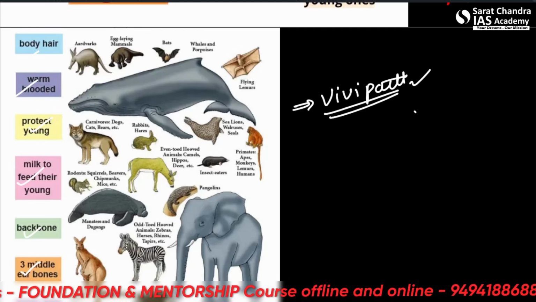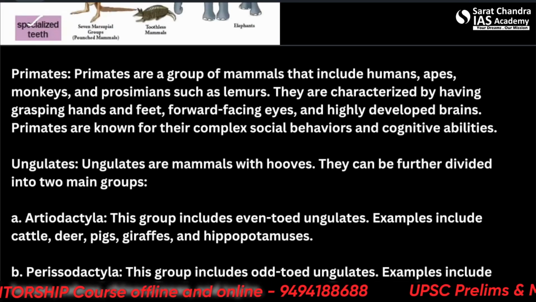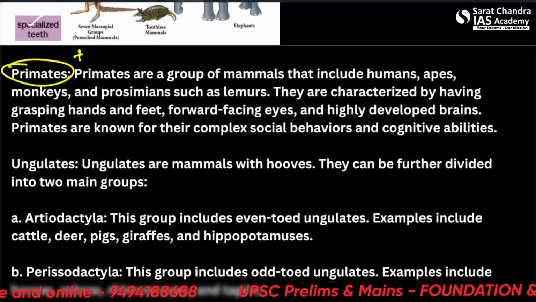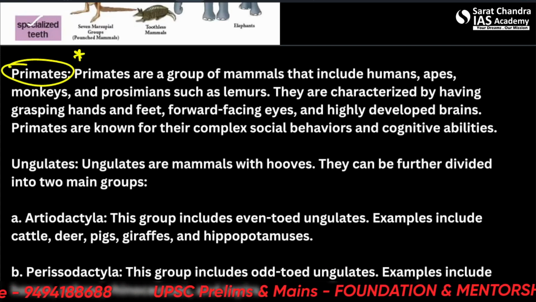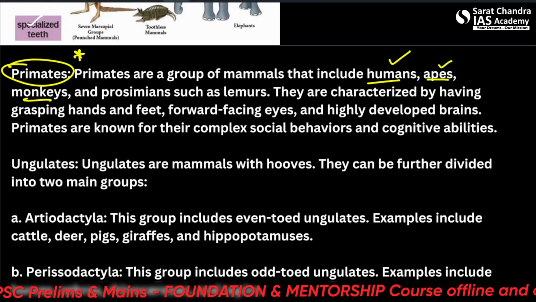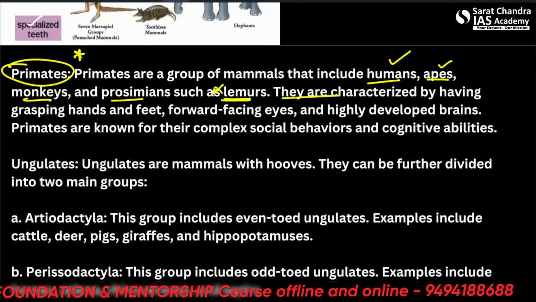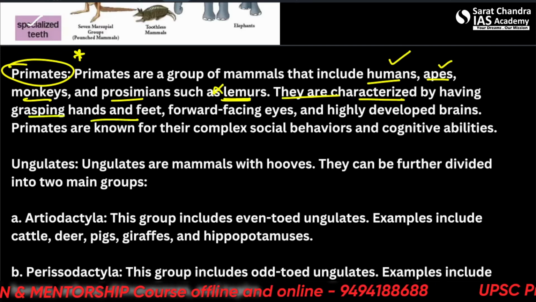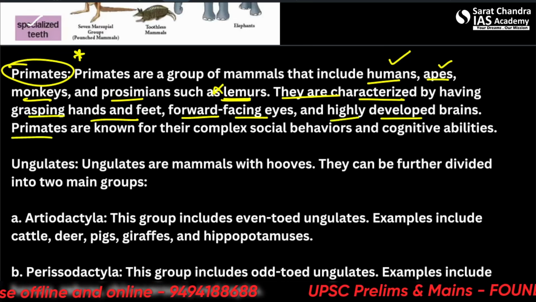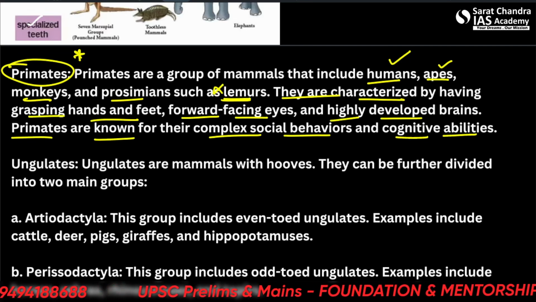Alright, let's move further. So let us see what are the different types of mammals also. This can come as a question now. Very important. The primates, they are a very important group of animals. So they include humans. So humans belong to primates. There are apes, monkeys and prosimians such as lemurs. They are not found in India. They are characterized by having grasping hands and feet, forward facing eyes and highly developed brains. Primates are known for their complex social behaviors and cognitive abilities. So this is about primates.